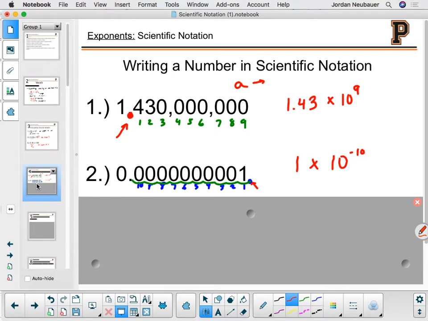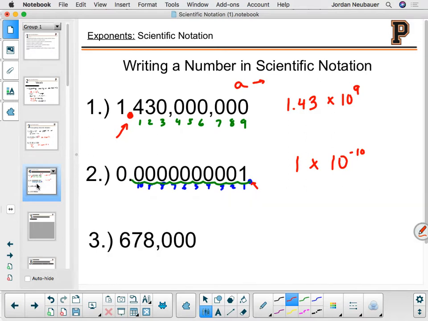Generally speaking, if the number is going to be bigger than 1, you'll use a positive exponent. If it's going to be less than 1 and greater than 0, so a really, really minute number, you're going to use negative exponents to represent them. Okay?